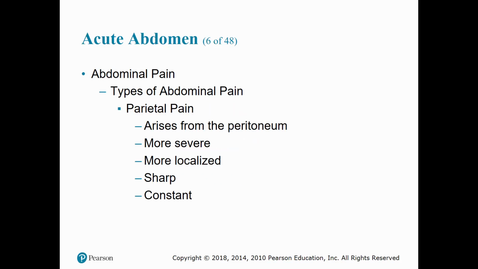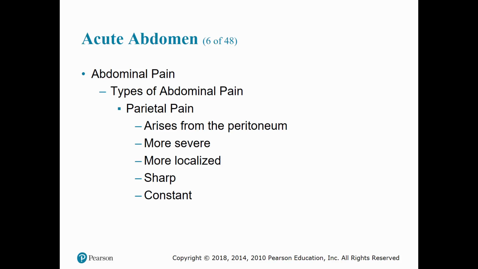Parietal pain, second type of abdominal pain. It arises from the peritoneum. It's more severe, it's more localized, it's sharp, and it's constant. It's also called somatic pain, and it's associated with the peritoneal lining becoming irritated. Remember, the peritoneum has a large number of highly sensitized nerve endings. So with that higher number of nerve endings, you get more sensation. You would expect the pain to be more severe and more localized.